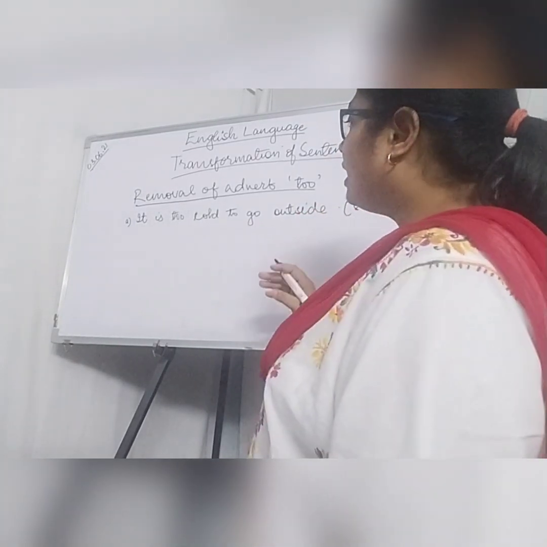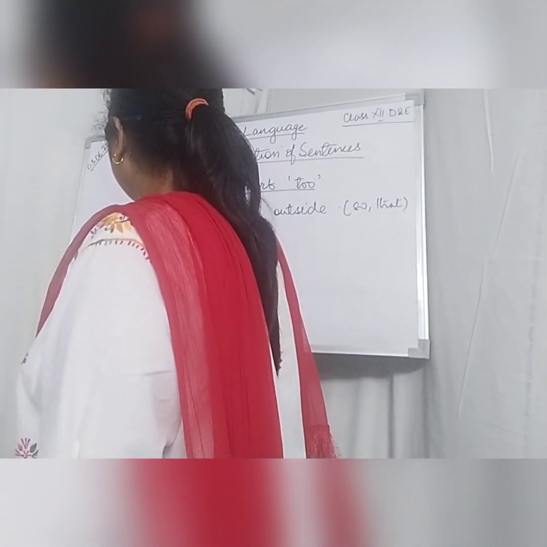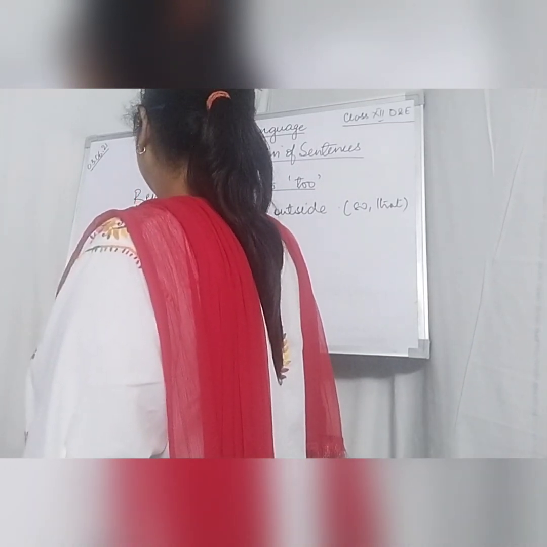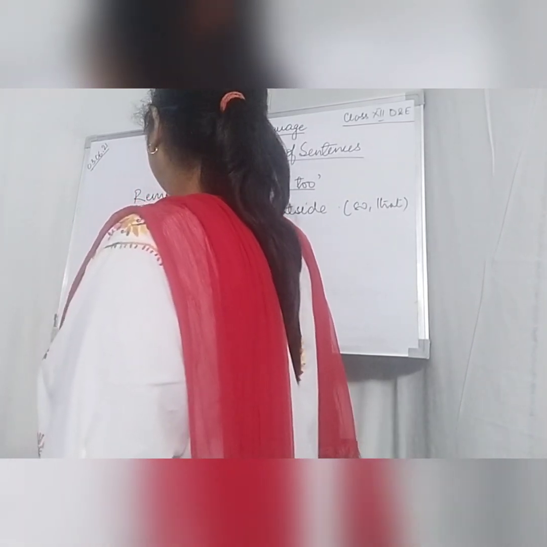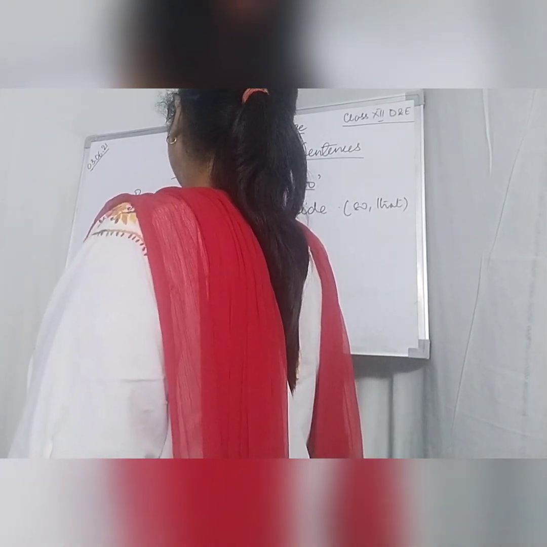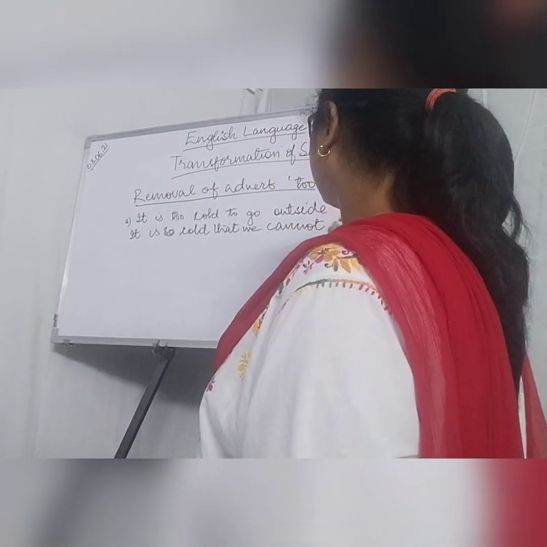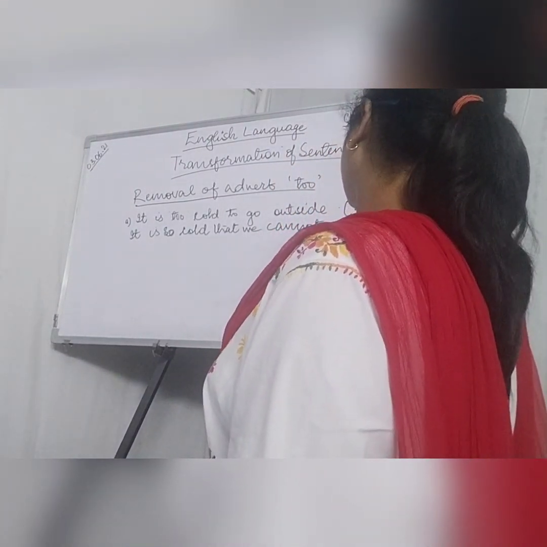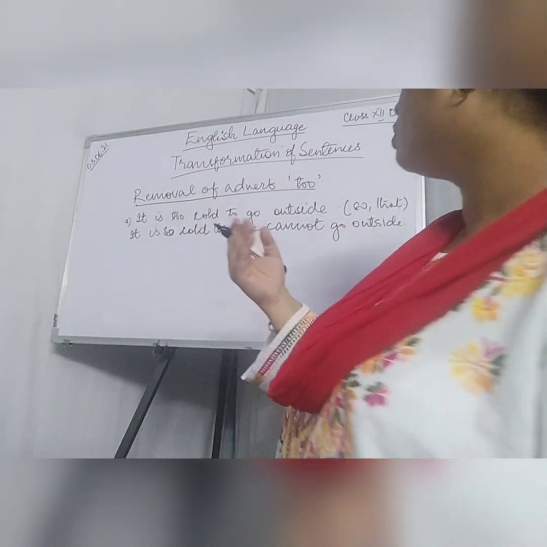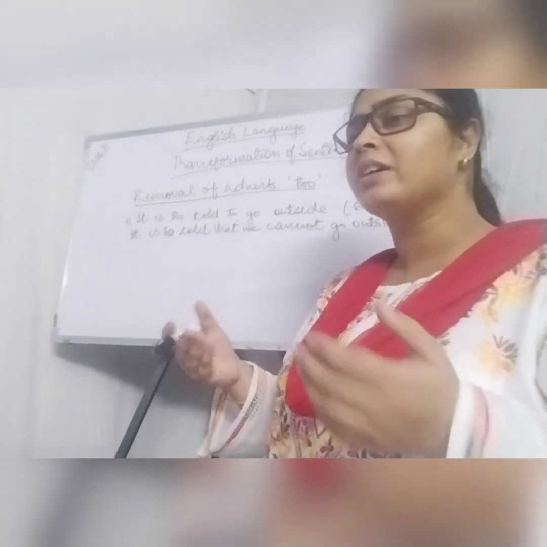So how will we rewrite? We can write it this way. It is so cold that we cannot go outside. Clear? It is too cold to go outside. It means that it is very cold outside and we cannot go.